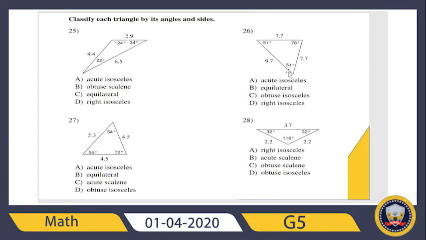So each angle in this triangle is less than 90 degrees. So I can classify this triangle based on the measure of the angles as an acute angle triangle. Acute and isosceles. Acute because each one of the angles inside this triangle is less than 90. And why isosceles? Because I have two sides which are equal in their length.